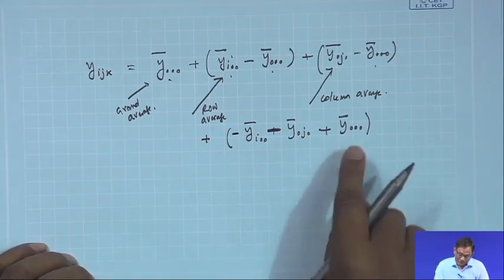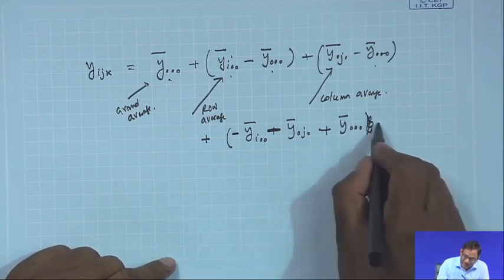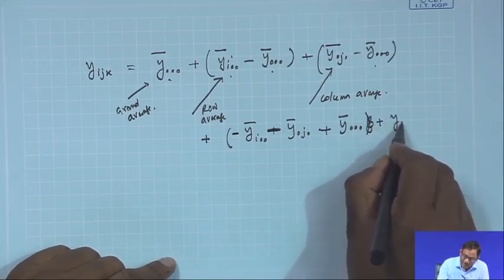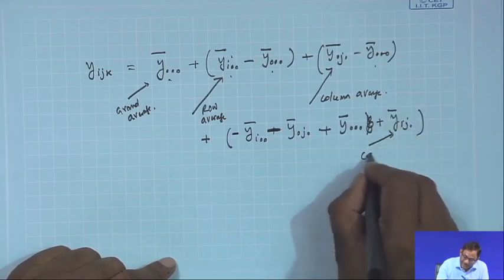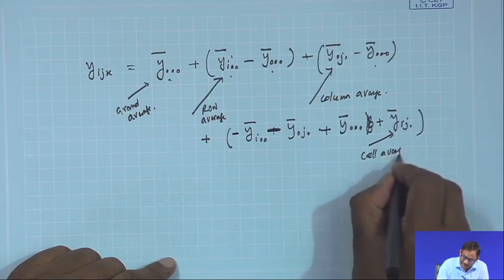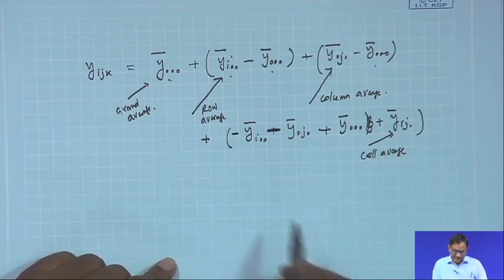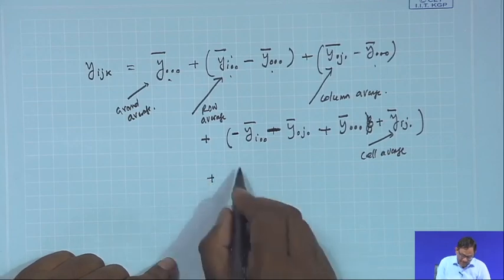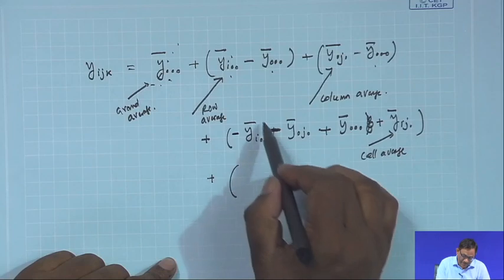So, I add one more term here, yij dot bar, this is my cell average. Then what is left here? This one will be cancelled out by this one.